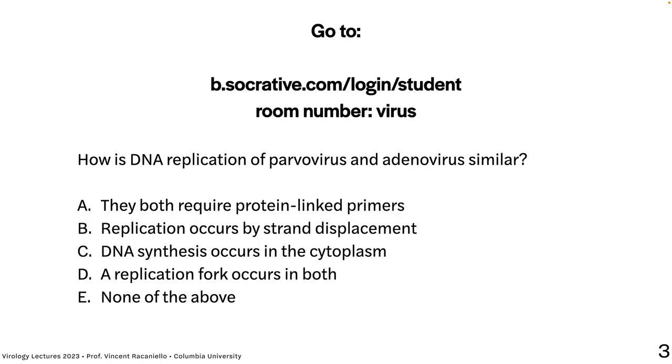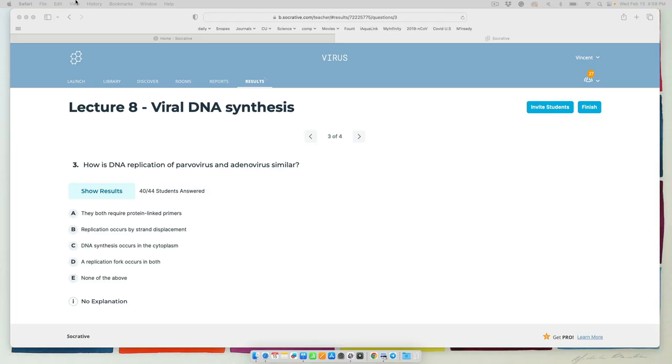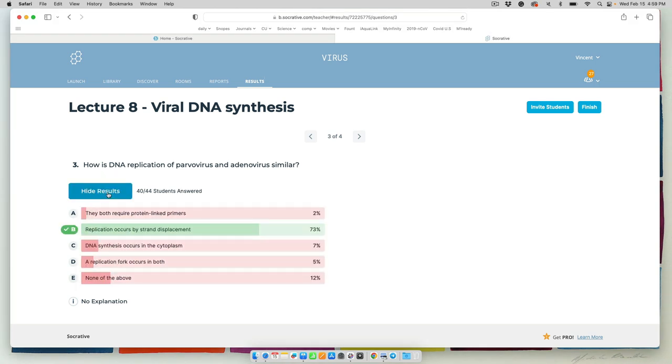And our next question is, how is DNA replication of parvovirus and adenovirus similar? A, they both require protein-linked primers. B, replication occurs by strand displacement. C, DNA synthesis occurs in the cytoplasm. D, a replication fork occurs in both, or none of the above. How are they similar? They're similar in that replication occurs by strand displacement.